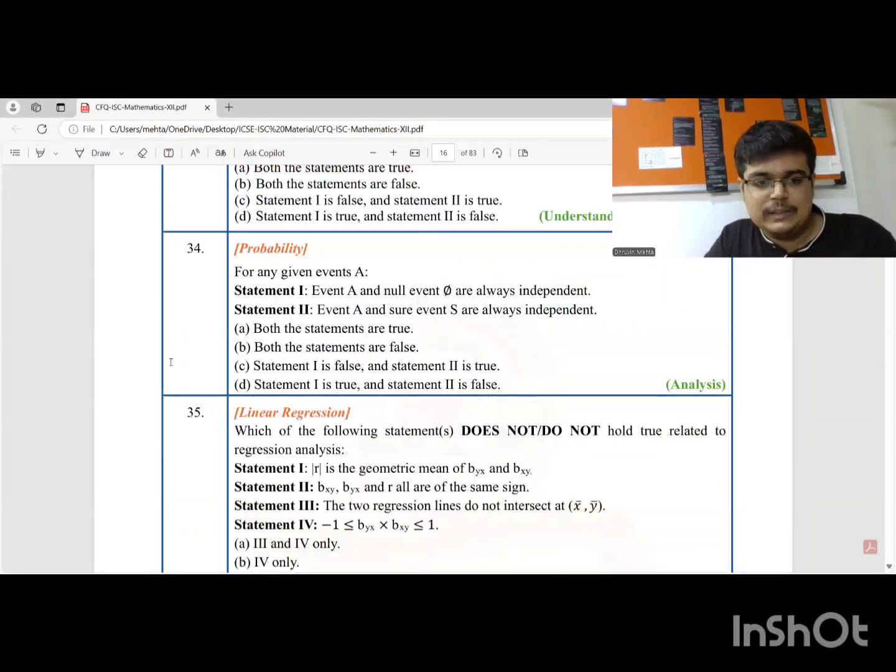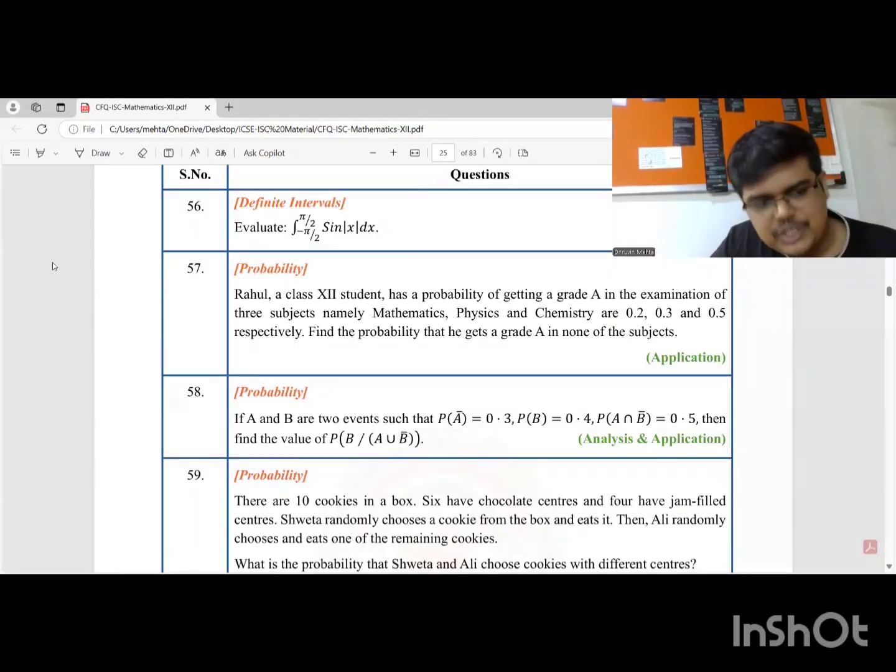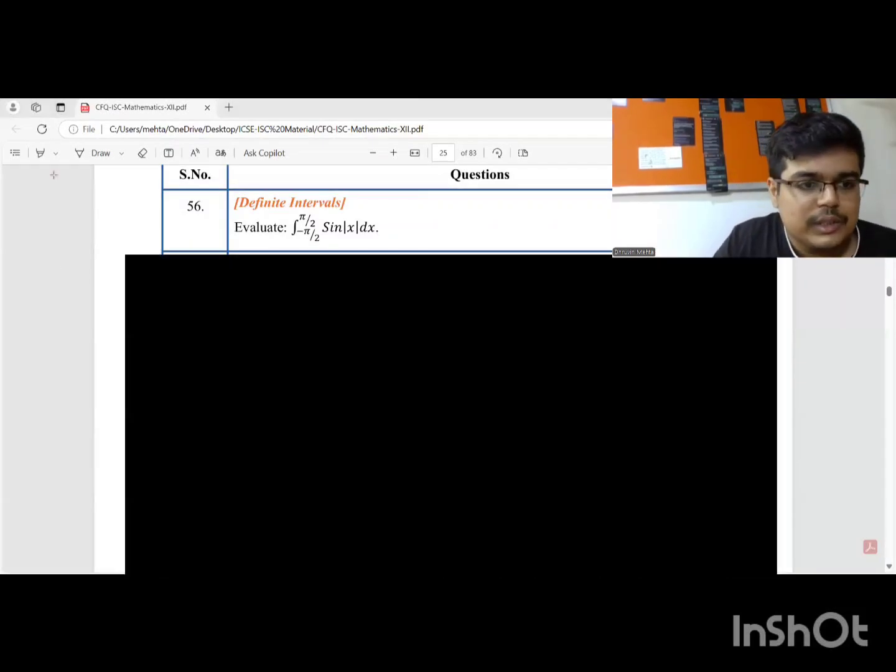Further, students, we'll move to the next question. The next one is 56. Question 56 is a very standard question. I expect you all to already know this. Because we have modulus, students, we'll split this into two parts. I'll take minus pi by 2 to pi by 2 as minus pi by 2 to 0 as the first integral, and I'll take 0 to pi by 2 as the second integral.